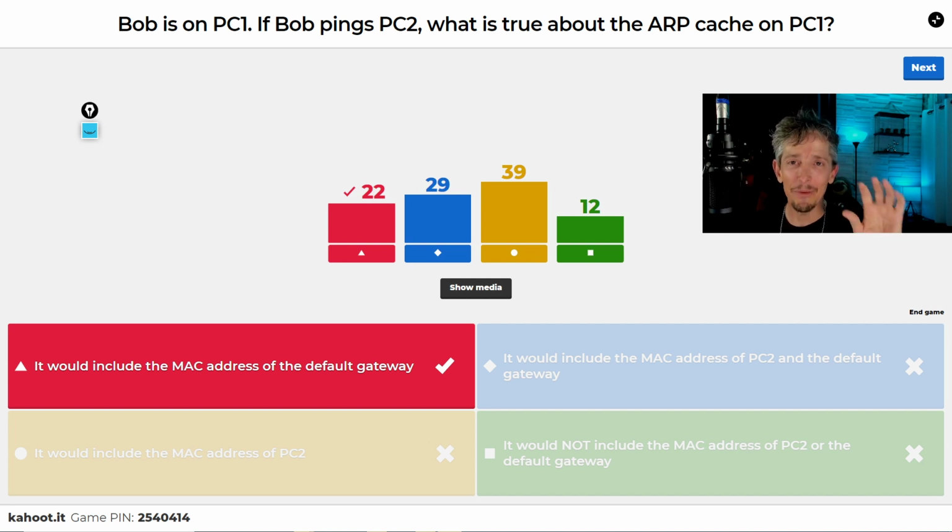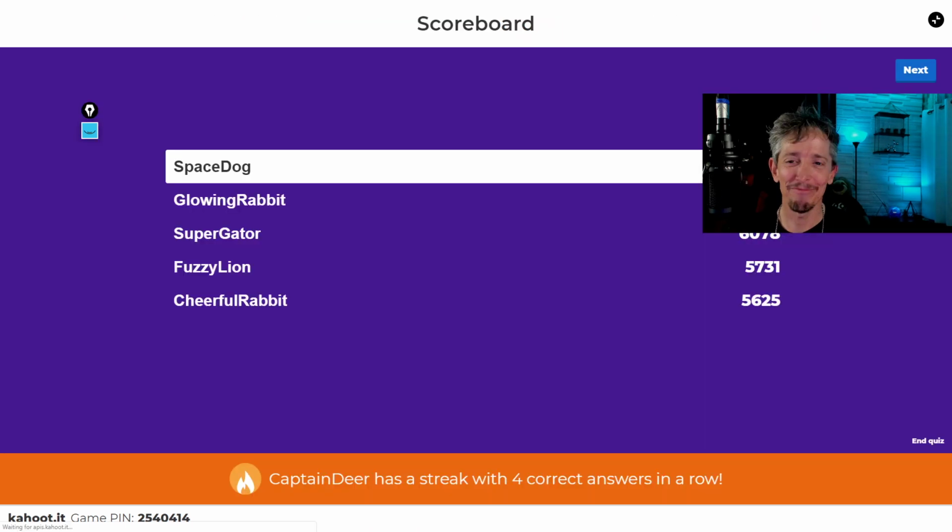Because they showed me two configs and they said, what would happen if these two devices were connected in this way? And I thought, oh yeah, I know, boom. And I was like, nope. So anyway, fun times. Next.